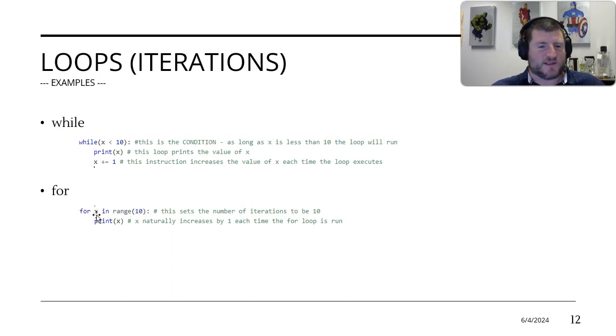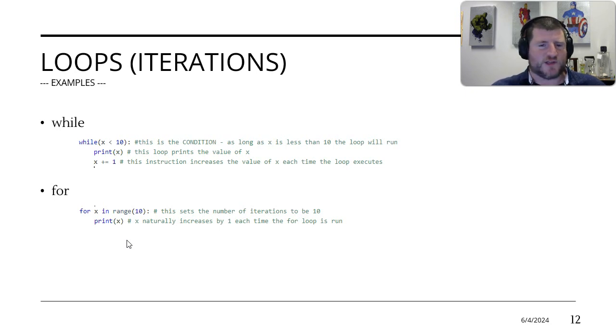But all it's doing is x is equal to 0, it runs the loop, it prints x, it comes back up, sets x equal to 1, runs the loop, prints x, comes back up, sets x equal to 2, prints x, comes back up. So these two blocks of code are doing the exact same thing, but they're attacking it in a little bit different way.